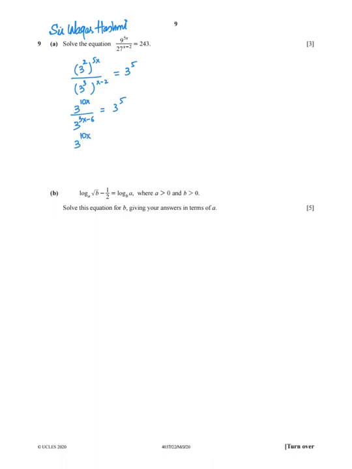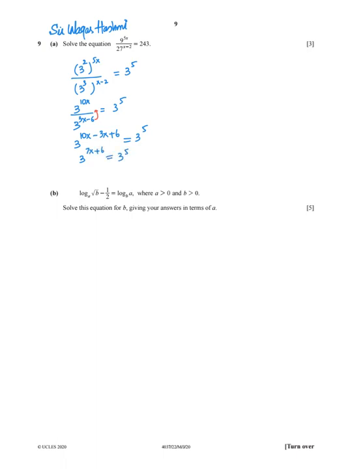When you shift the denominator power to the numerator, it will change its sign. So 10x minus 3x plus 6 equals 3 to the power 5. So now it will be 10 minus 3, that's 7x plus 6 equals 3 to the power 5.